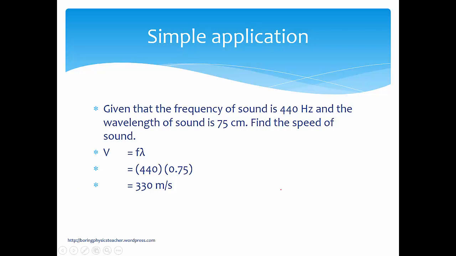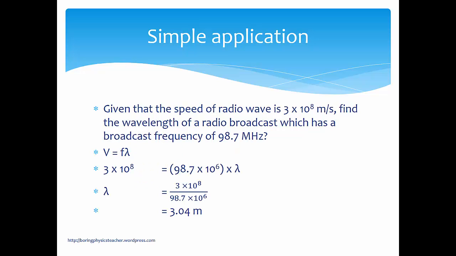Given that the frequency of the sound is 440 Hertz and the wavelength is 75 centimeters, find the speed of sound. So just throw in the formula, and you find that one point to take note of is that you cannot use 75 directly. You have to convert it into meters. So over here, this one is in meters, and the answer is 330 meters per second.